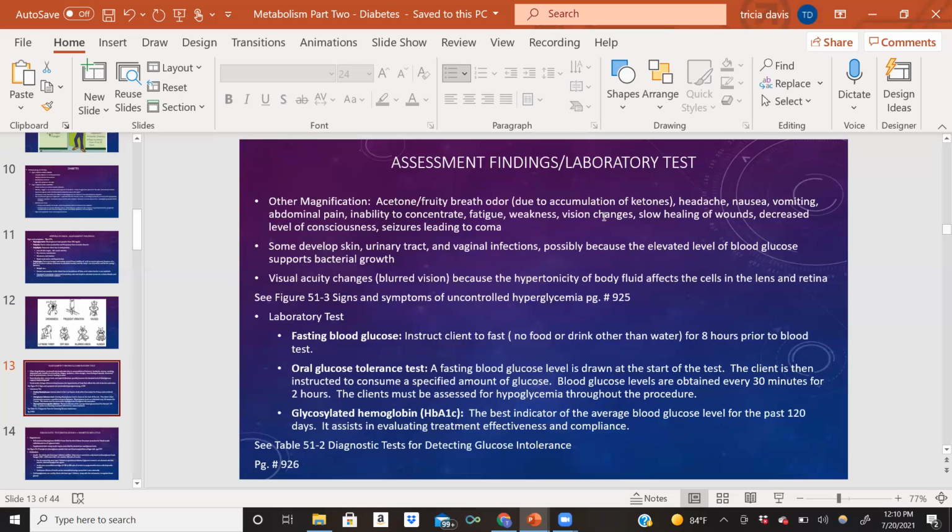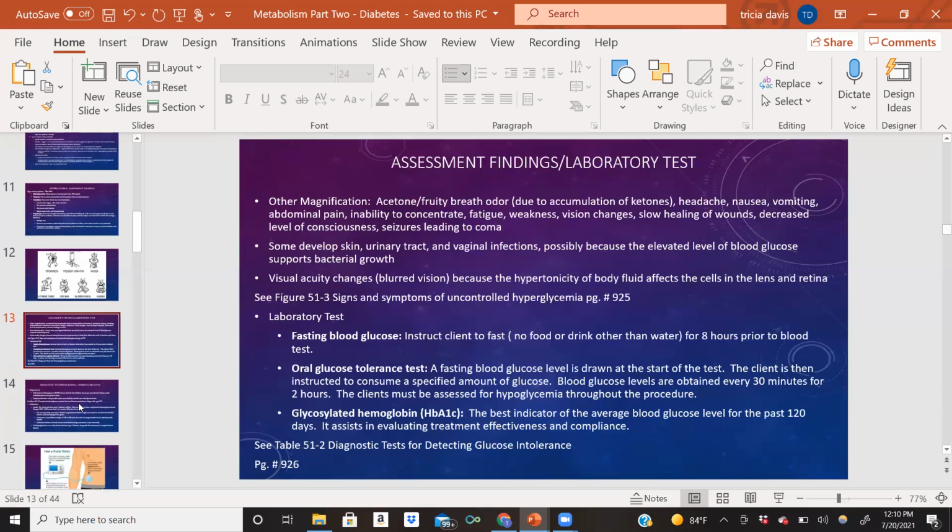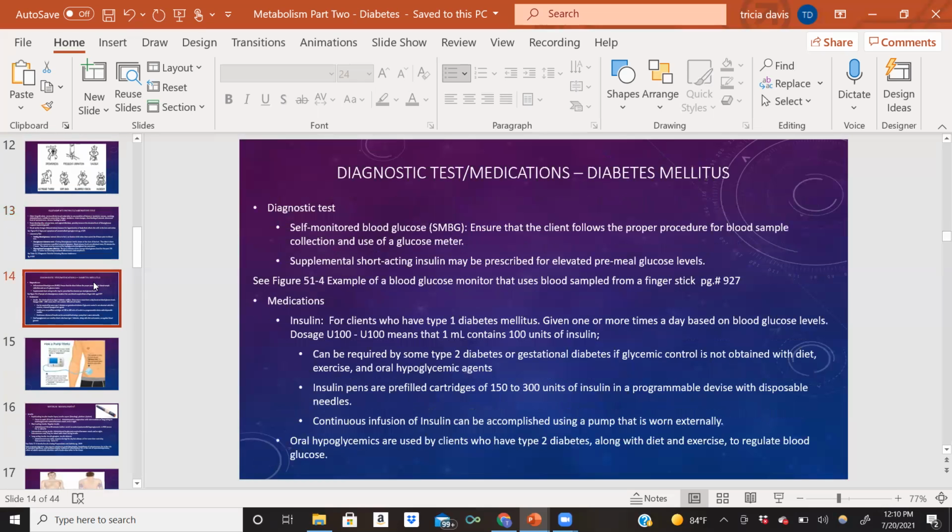So if patients come in and say, oh yeah, I've been compliant, I've been eating this, I've been eating that, I've been taking my medicine, well, the test will definitely tell us if they're telling the truth. So it's a very useful test. So you guys can go into your book, page 926, table 51.2, take a look at the diagnostic tests for detecting glucose intolerance. We can also encourage our patients to monitor their own blood glucose levels at home.